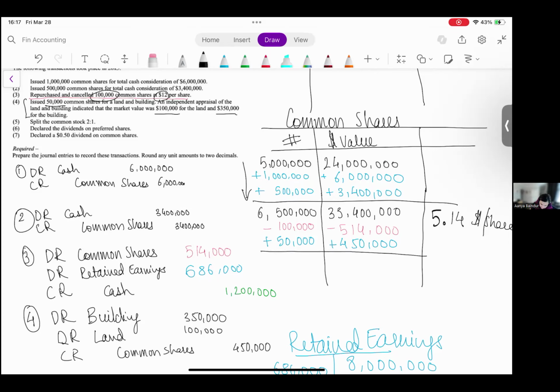So 6,500,000 plus 50,000 minus 100,000 gives us 6,450,123.